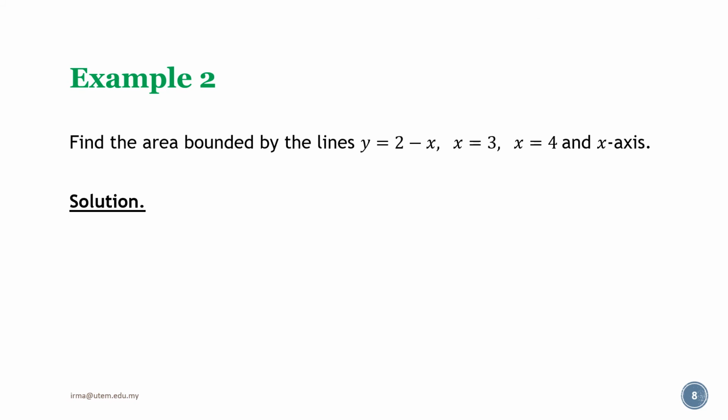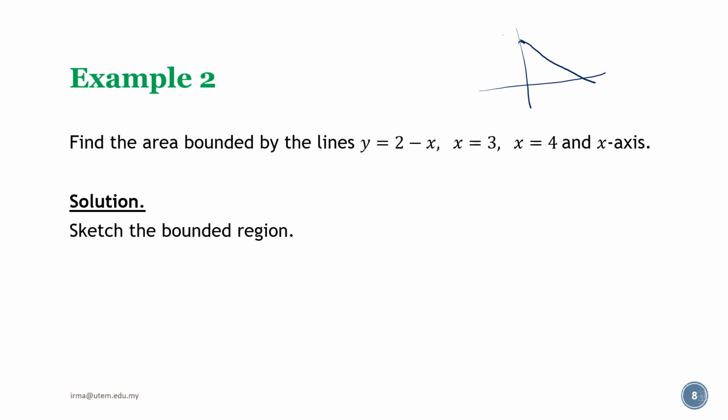Okay, let's move to example number 2. Find the area bounded by the lines y equal to 2 minus x, x equal to 3, x equal to 4, and the x-axis. So again, the first step is to sketch the bounded region. So what you can do is draw the graph. 2 minus x has a negative slope, and you have 2 as the y-intercept. So it's something like this.